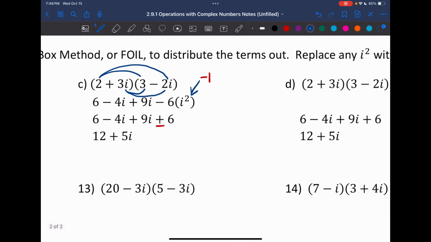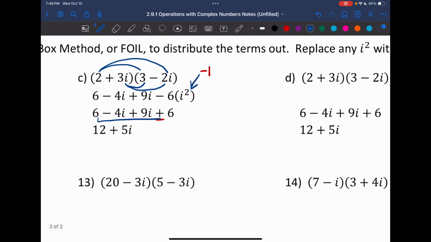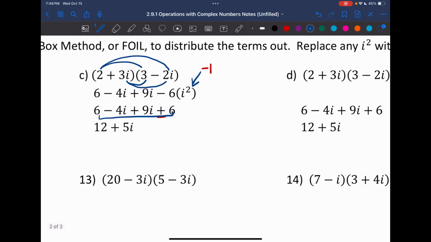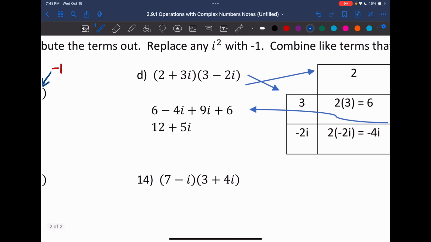So we have now 6 plus 6, which is 12. And then we have -4i plus 9i, which is +5i. Let's look at one more example before we try it ourselves.